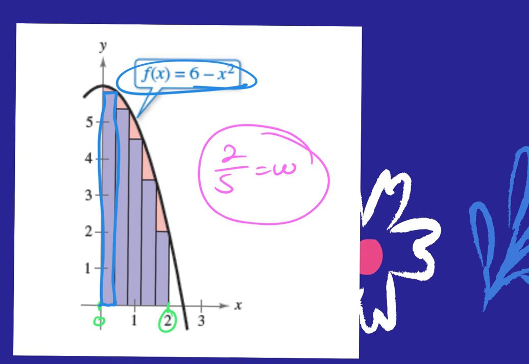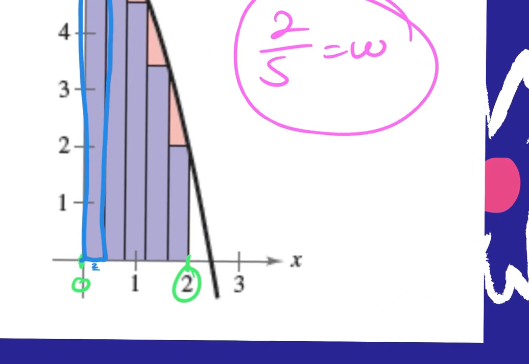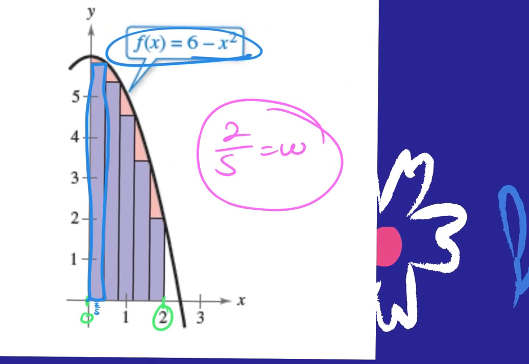Okay? The width we said was 2/5. If I want to know the height, I go to the point where my rectangle hits my curve. How would I know the height of that point? How could I find the y coordinate of that? Plug in the value 2 over 5. Good. I'm going to plug in my x value, so I'm doing f of 2 over 5.